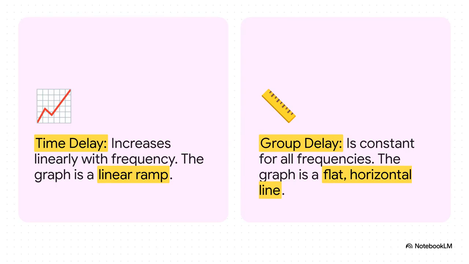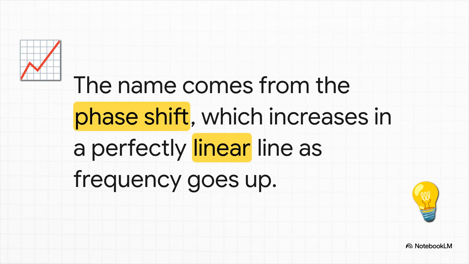In what's called a linear phase filter, the delay for each individual runner actually goes up in a perfectly straight line. But because that relationship is so perfectly linear, the slope of that line, the group delay, is a perfectly flat, horizontal, constant value. The group stays together. It's brilliant. And that's exactly where the name linear phase comes from. It's that beautiful, straight-line increase in phase shift as the frequency goes up. That precise mathematical relationship is the secret sauce that gives us that constant group delay and preserves our signal's shape.